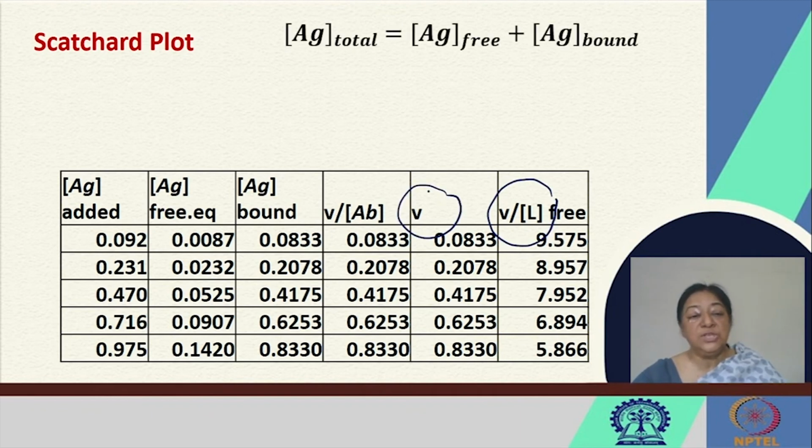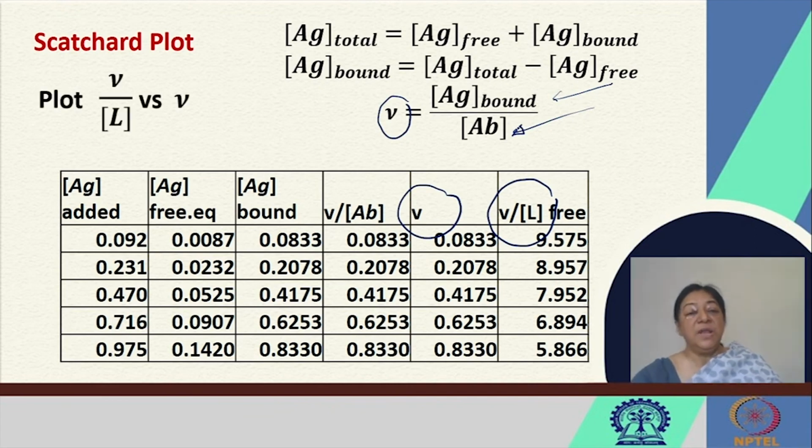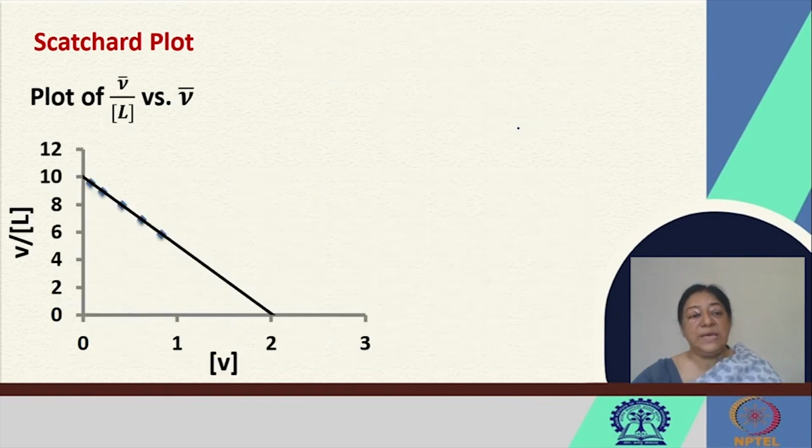With the knowledge of the total Ag available, and that the Ag free plus the Ag bound make up the total antigen concentration, we can find out the amount bound. The definition of nu is the amount of ligand bound to the total amount of macromolecule, which in this case is the antibody. So given our plot of nu by L versus nu, we will get this plot for nu by L versus nu given the values in the table.